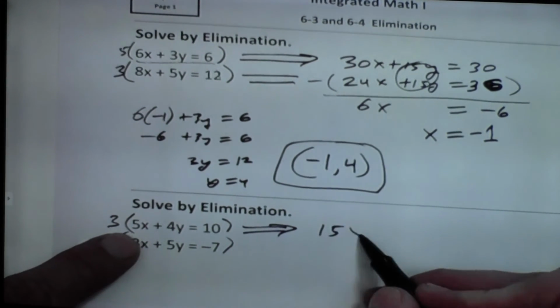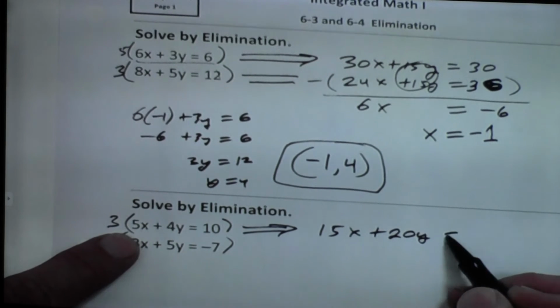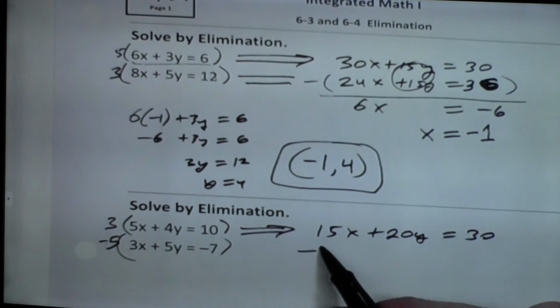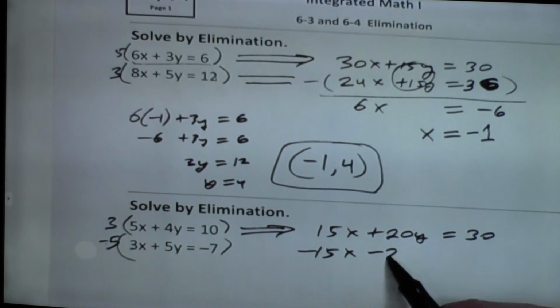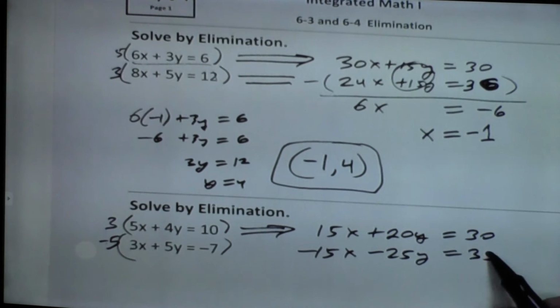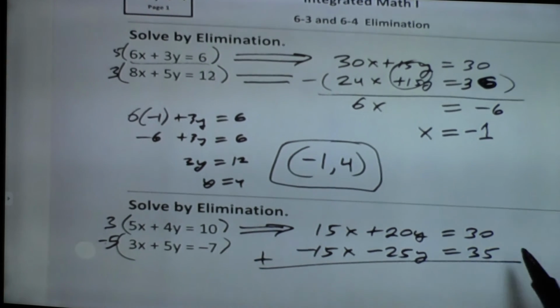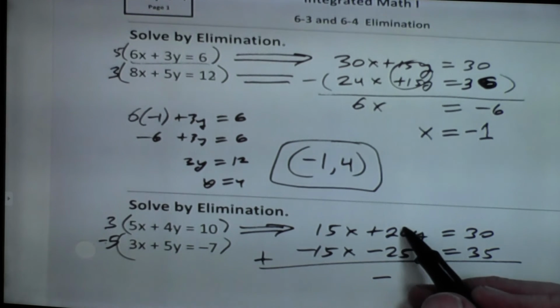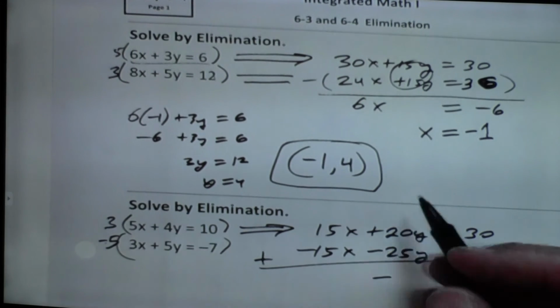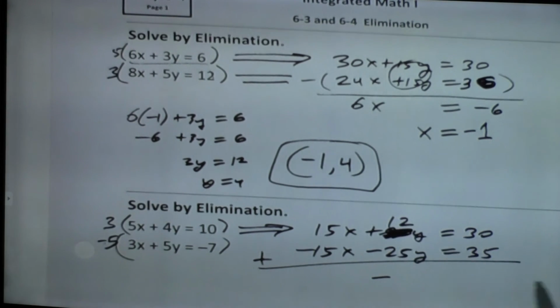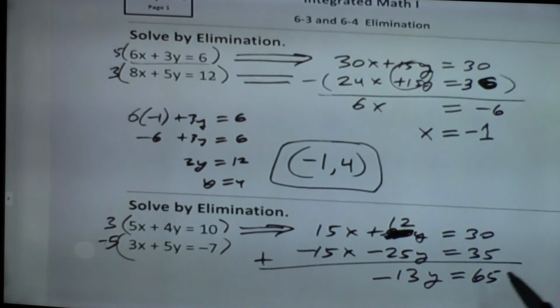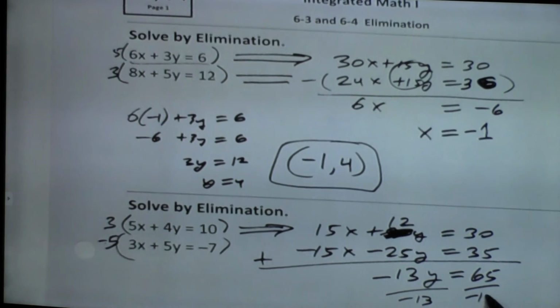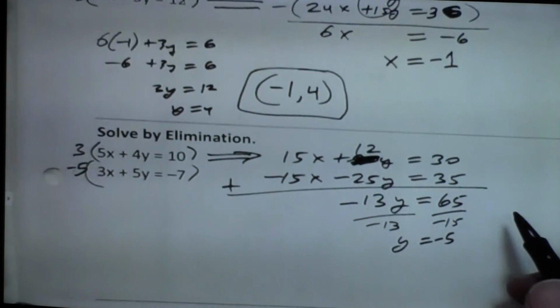This one becomes 15x plus 20y equals 30. This one becomes negative 15x minus 25y equals 35, and now I can add them. This becomes 0. 20 plus a negative 25 gives me negative, 20. Oh, I made a mistake. Good thing I caught it. 3 times 4 is 12, not 20. Good thing I caught that before it made big problems for my adding. And here I get a 65. When you divide both sides by a negative 13, y is a negative 5.